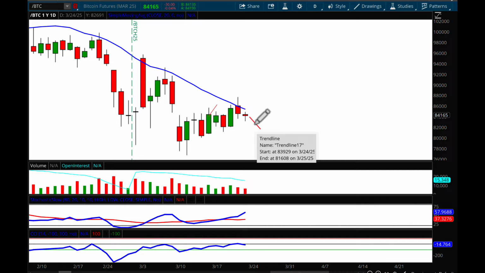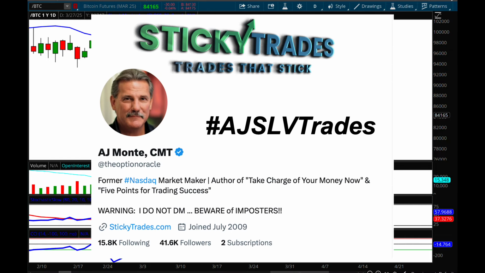That's 81,608. 81,608 is my new target. You heard it here first. What I'll do over the weekend is I'll post this chart with some notes to my X page, and I make my trades and my forecast very public on X, particularly with SLV.